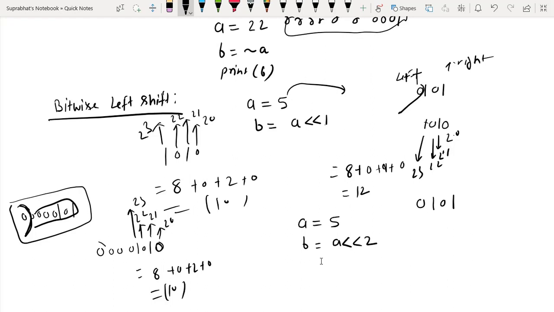Have you guys understood this? Why is 20 coming? Yes, sir. Everyone has understood why 20 is coming? Yes, sir. Okay.